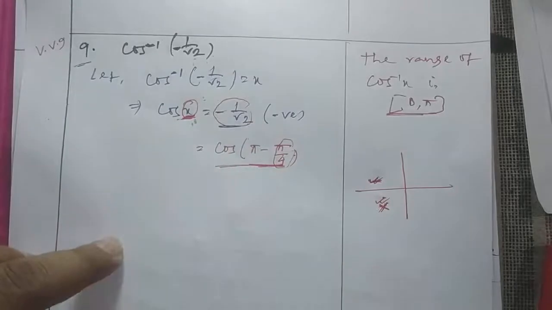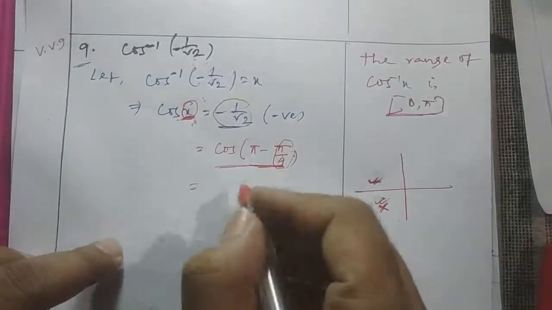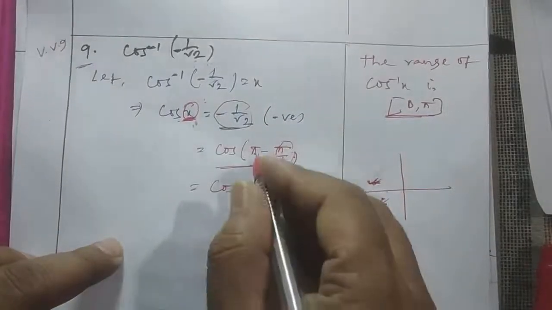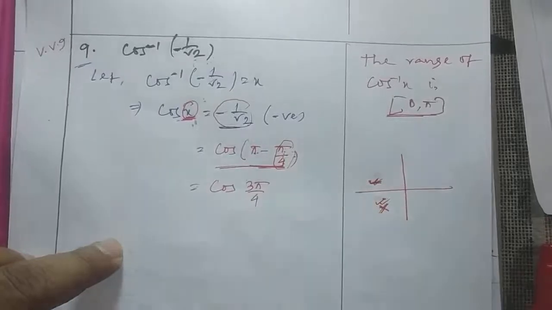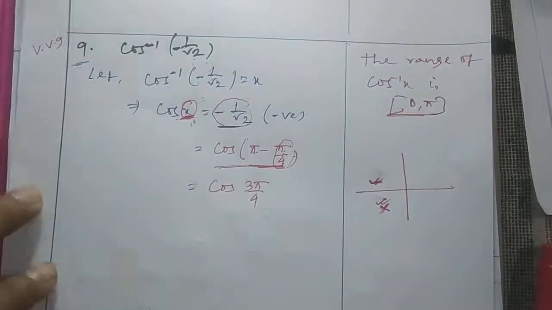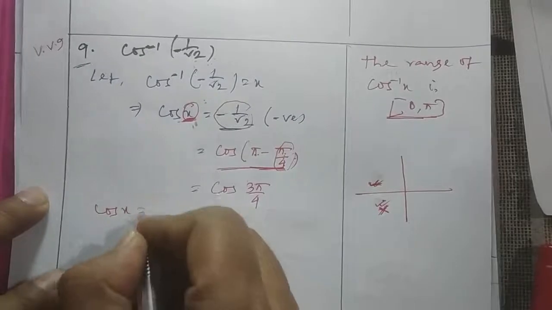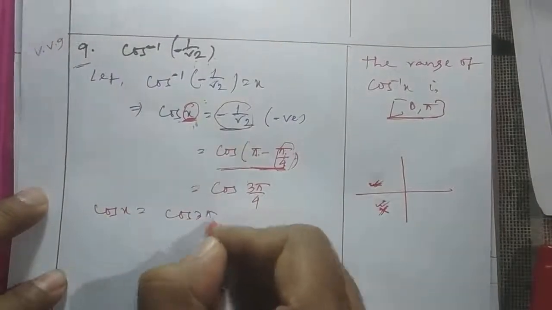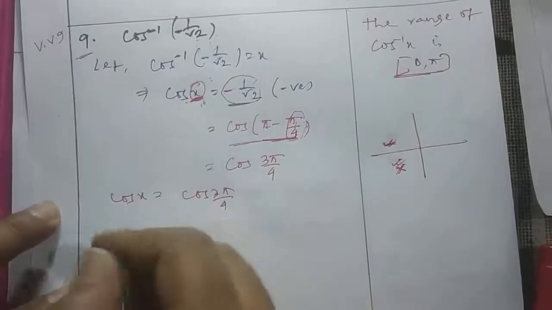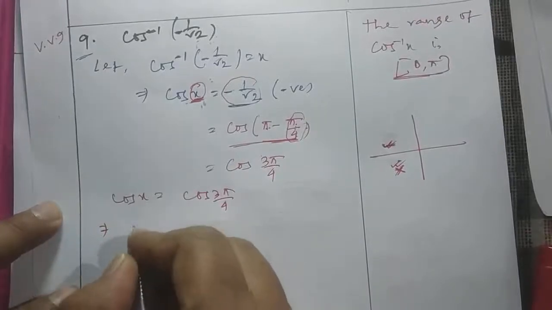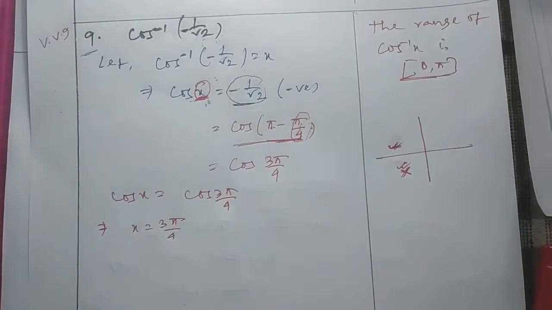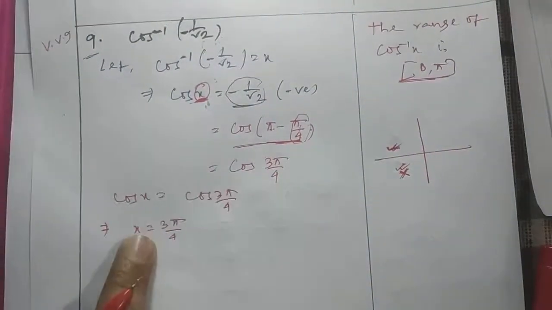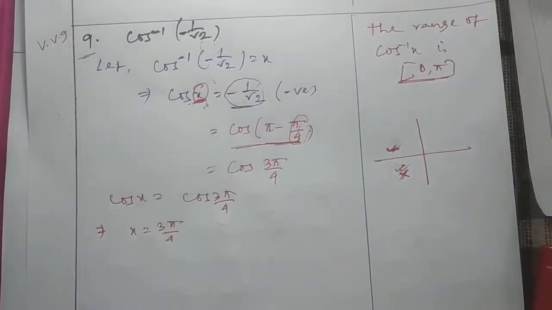Already we learned it in class 11. Correct? Now calculate. Pi minus pi by 4 will be 3 pi by 4. So ultimately we have got cos x equal to cos 3 pi by 4. Now on comparing both sides, we get x equal to 3 pi by 4.